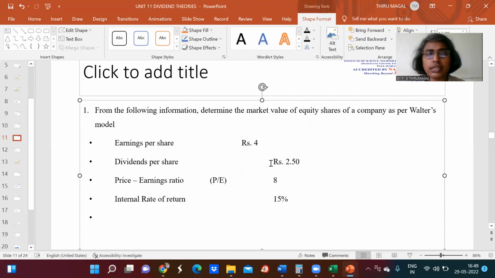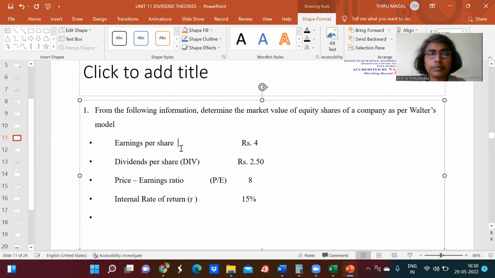So let's check with this problem. Again, you can see the data given in the problem. Here EPS is given as 4, dividend per share is given as 2.5, the price earning ratio is given as 8, and the internal rate of return is given as 15%. Internal rate of return means R. Then K is not given. Instead, the P/E ratio is given. Dividend per share, that is DIV, is given.